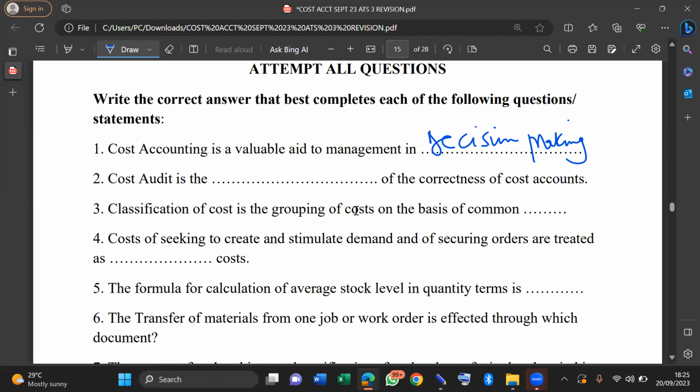The next one, cost audit. Cost audit is the dash of correctness of one's account. Cost audit is dash. Sir, review.